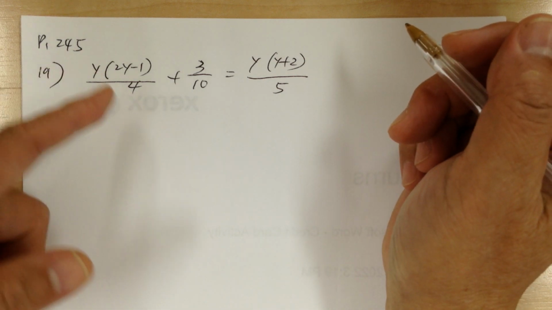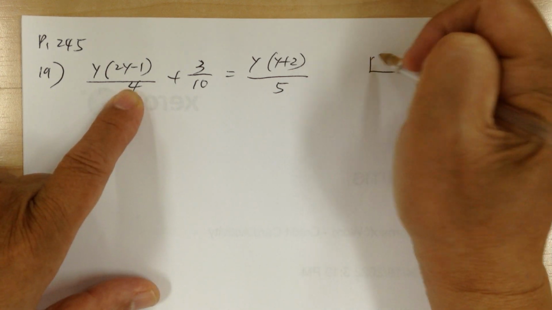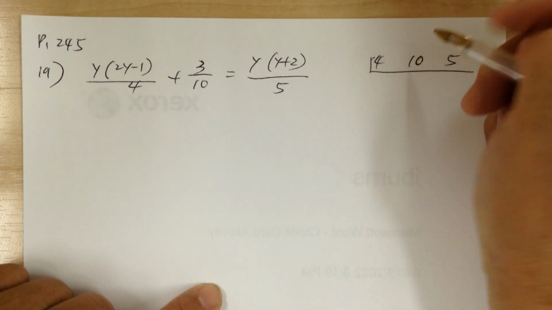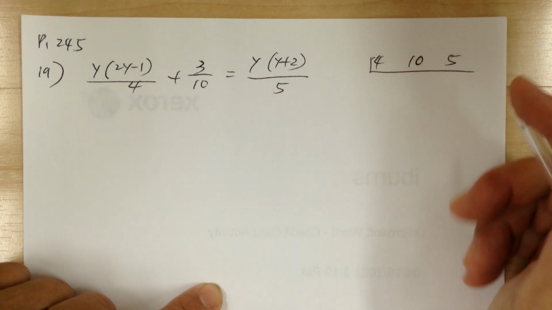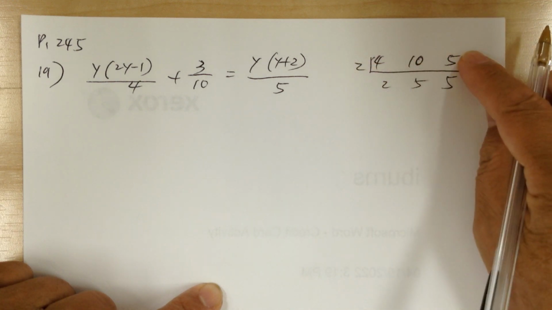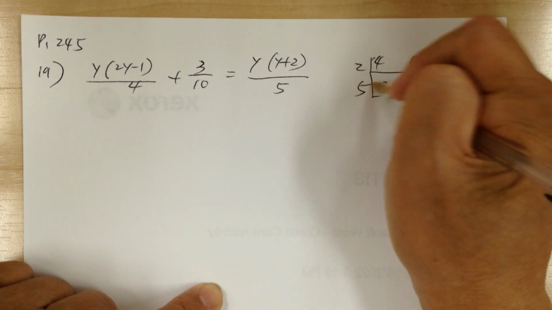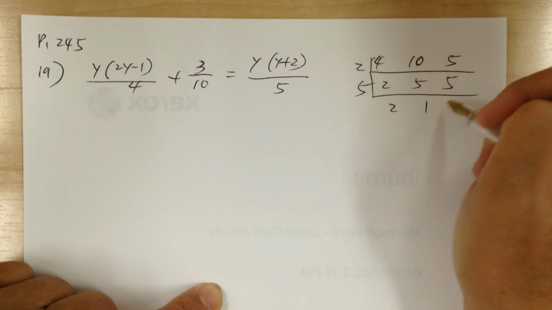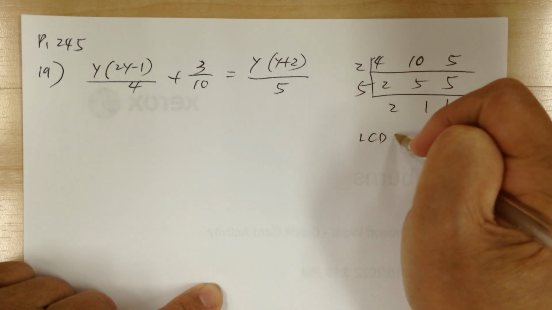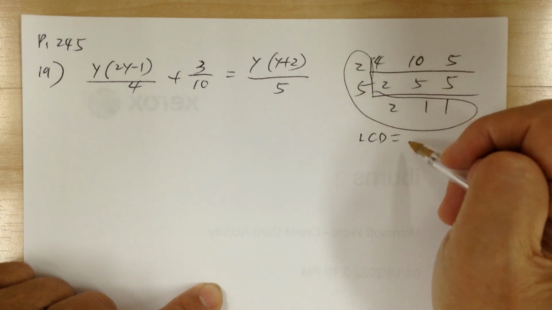Now, if you don't know how to get the LCD, here's a review. So you got 4, 10, 5, right? Now, for LCD or LCM, as long as two numbers can divide, you can go and do it. So you can divide by 2, so you get 2, 5, 5. Like this, if you cannot divide, you just leave it the same. Now you got 5 and 5, so you can divide by 5, so you're going to get 2, 1, 1, and that's it. So your LCD is equal to all this together. So 2 times 5 is 10, times 2 equal to 20.